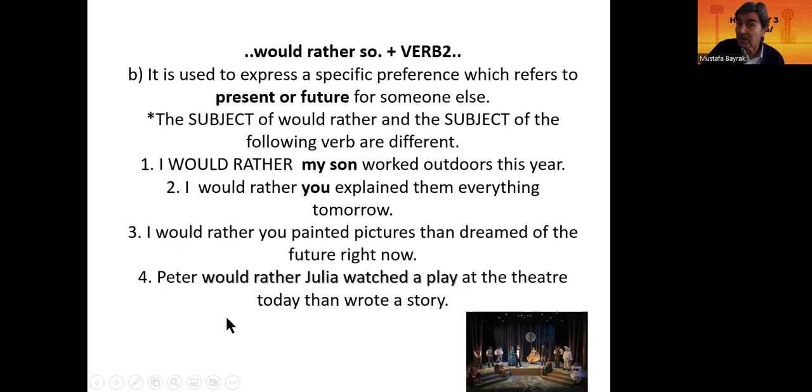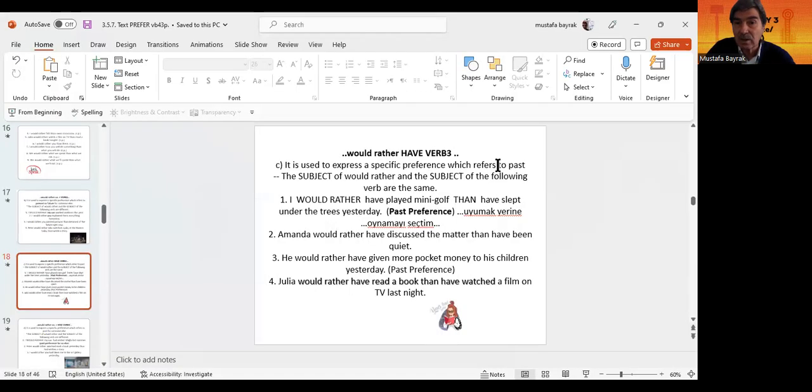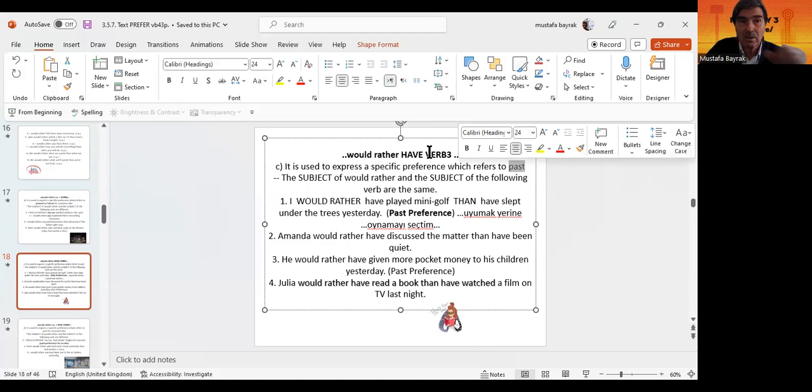Peter would rather Julia watched a play at the theater today than wrote a story. Okay. Word two, word two. Would rather have word three. It is used to express a specific preference which refers to past. Okay, this is about the past.